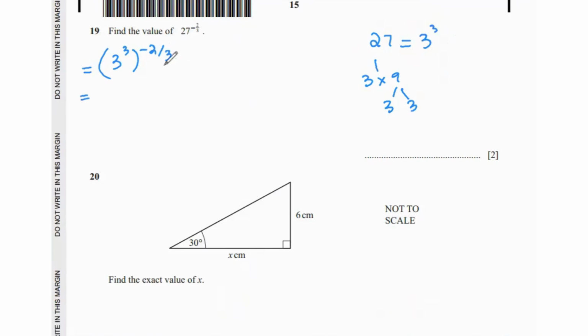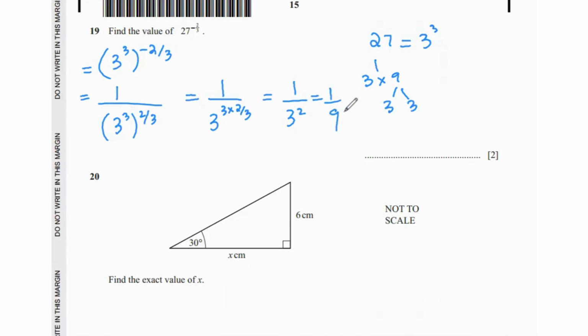Now, let's make the power positive by flipping the term, like taking the reciprocal. So when you take the reciprocal, it's going to be 1 over 3 cubed, whole power 2 over 3. But now the power is positive, not negative. Next step is when you have a power outside the bracket and inside the bracket, you can multiply the powers. So it's going to be 3 times 2 over 3, and that is 1 over 3 squared, which is equal to 1 over 9. So that's your answer.